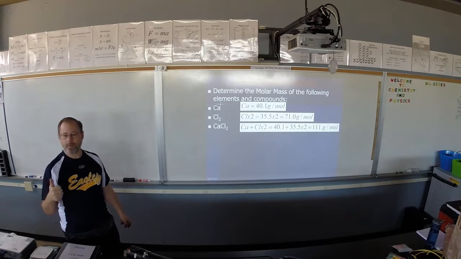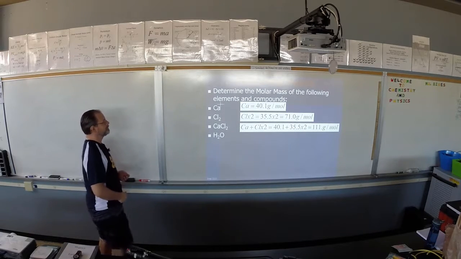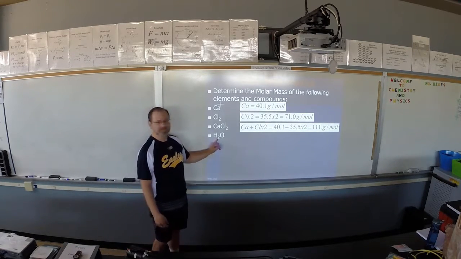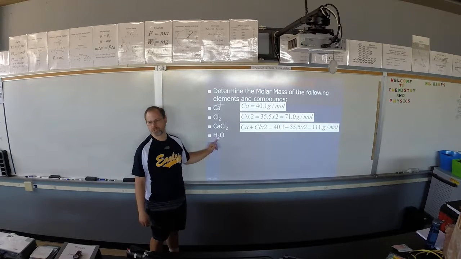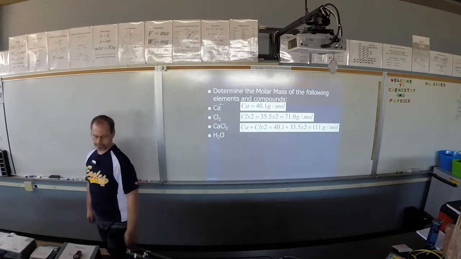All right, now we're going to start adding small chunks of complexity. We're going to use water a lot. Water is H2O, and the 2 finds itself between the hydrogen and the oxygen. To what does it refer? The hydrogen. Good. It refers only to the hydrogen.